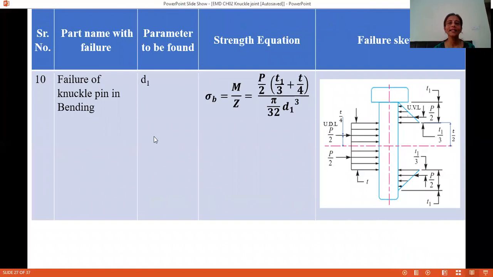And the last step is failure of knuckle pin in bending. So we will use equation sigma b is equal to M upon Z. And using all these values, we will be able to find the diameter, which is the safer diameter to avoid bending failure. So this is by tabular method.